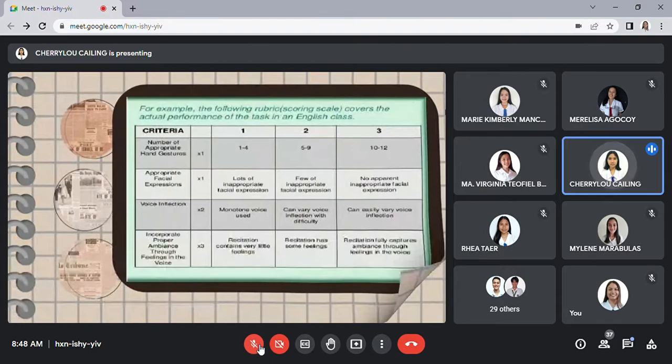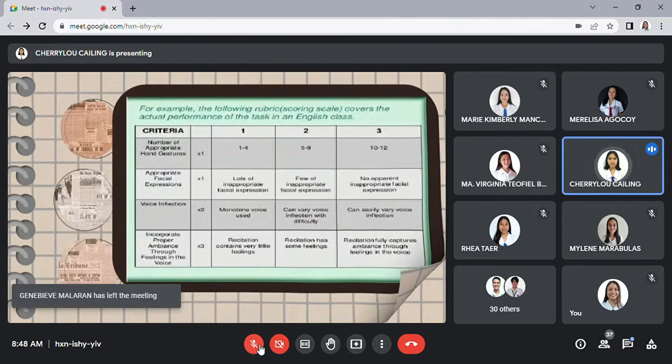So there are 4 criteria in the table. First, the number of appropriate hand gestures. Second, the appropriate facial expressions. Third, the voice inflection. And fourth, incorporating proper ambience through feelings in the voice. The criteria will be leveled by 1, 2, and 3.